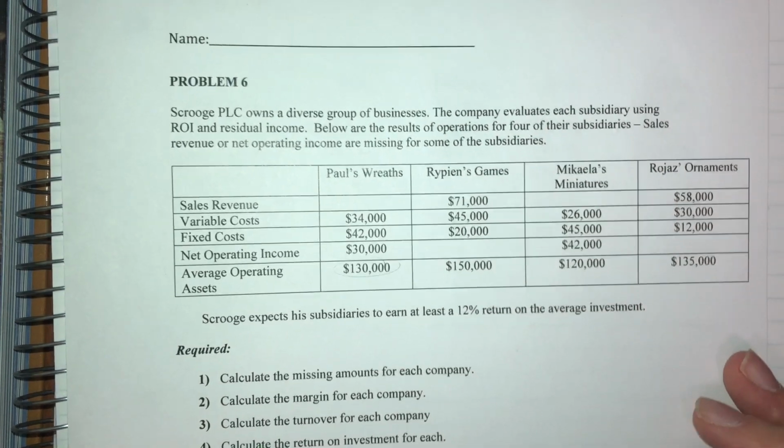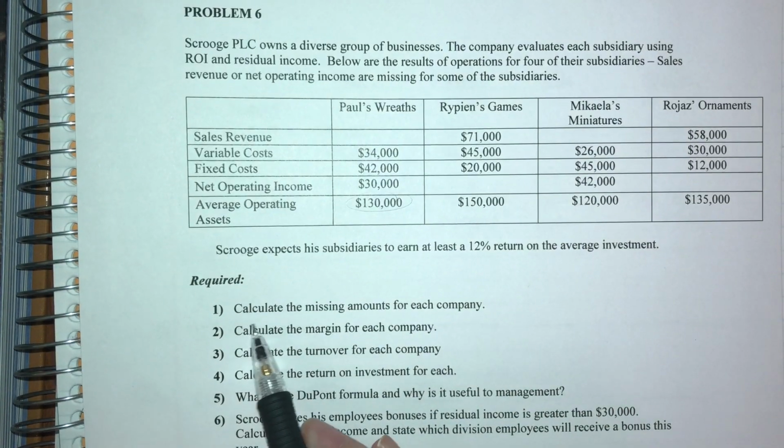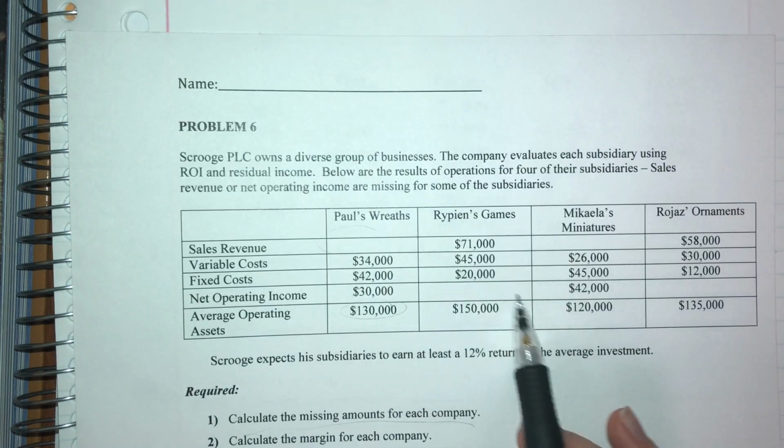This is our last problem. So our very first thing that we're going to do is find the missing amounts in this table. I rewrote everything on a separate piece of paper, so let's look at that.